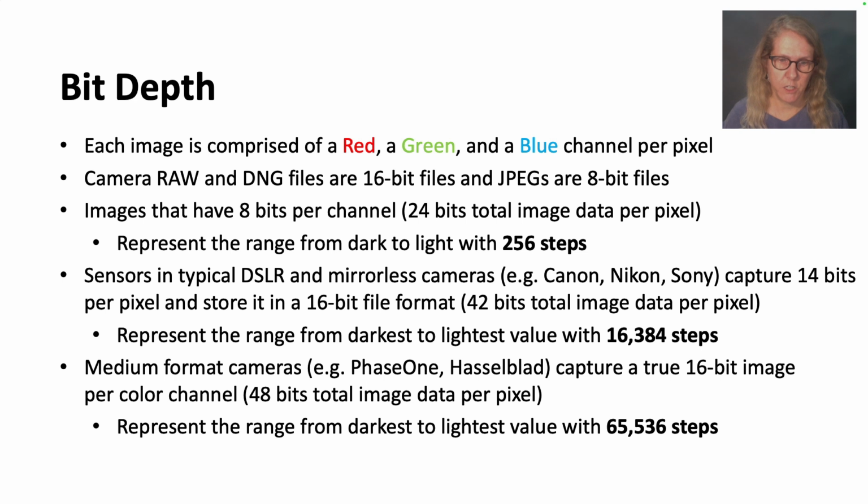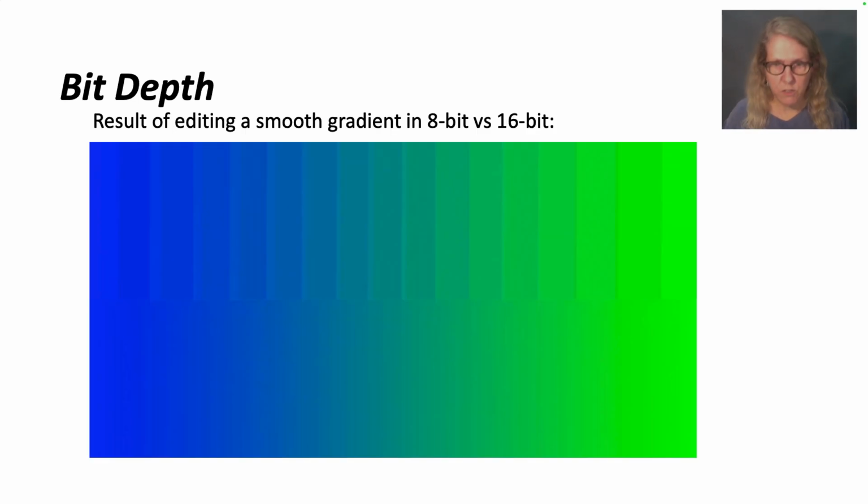Now there are higher end medium format cameras such as Phase 1 or Hasselblad that capture a true 16-bit image per color channel or 48 bits of total image data per pixel. And that allows us to represent the range from darkest to lightest value with 65,536 steps. So if we go back to the cameras we're primarily using in photogrammetry and RTI, we're looking at those 14 bits versus 8-bit. So here's a quick illustration of that where you can see the 8-bit at the top and everything is stepped and we can't smoothly represent a gradient like we can with a 16-bit file.